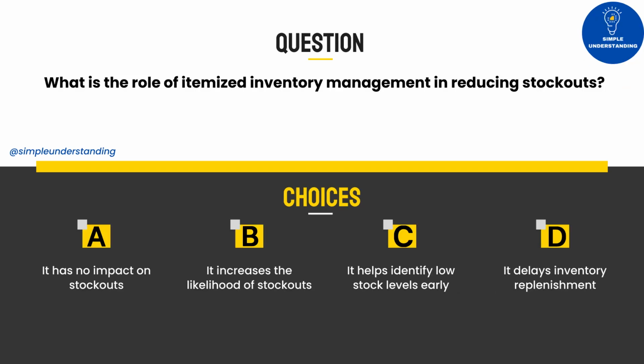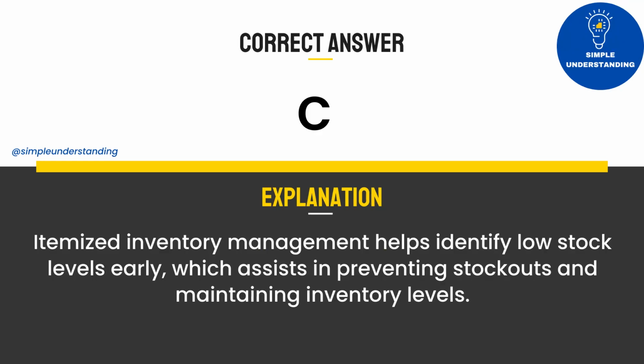5. What is the role of itemized inventory management in reducing stockouts? A. It has no impact on stockouts. B. It increases the likelihood of stockouts. C. It helps identify low stock levels early. D. It delays inventory replenishment. Correct answer, C. Overall explanation. Itemized inventory management helps identify low stock levels early, which assists in preventing stockouts and maintaining inventory levels.